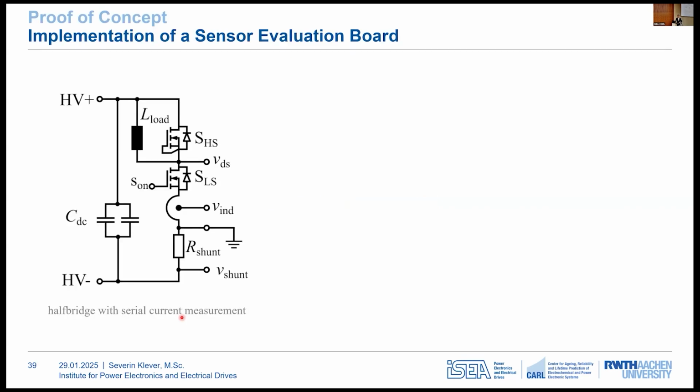To compare the sensors, I designed a sensor evaluation board that includes both sensors in series, so they measure the same current. And the diagram here shows a half-bridge configuration with both sensors placed at the source contact of the low side switch. As a DUT, two gallium nitride devices are used, rated for 650 volt and switching frequencies up to 2 megahertz, so we can expect very fast switching transients.